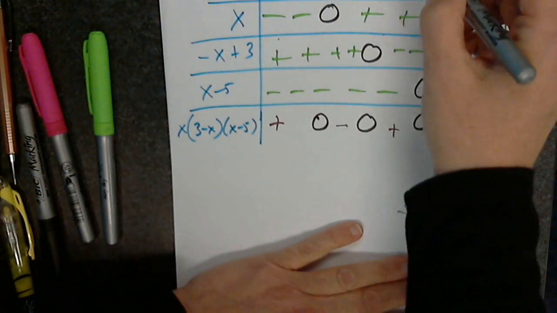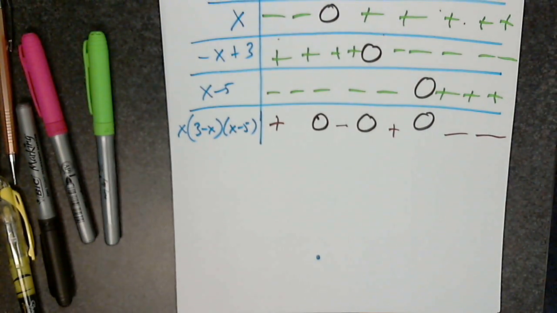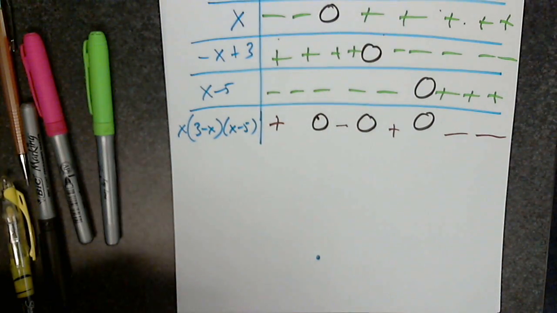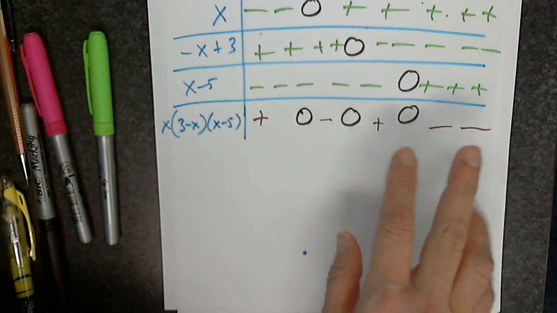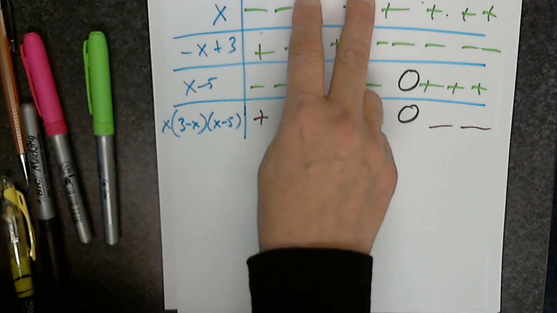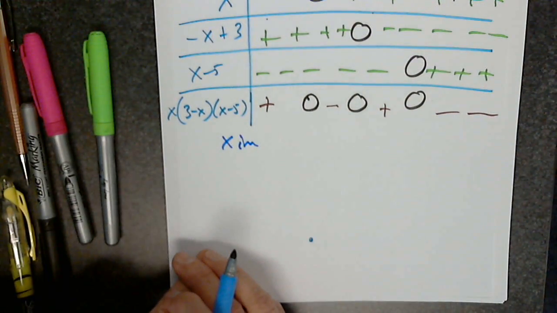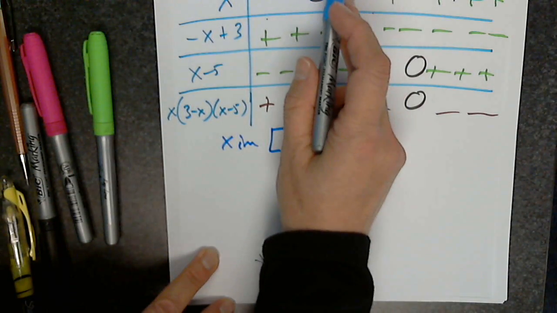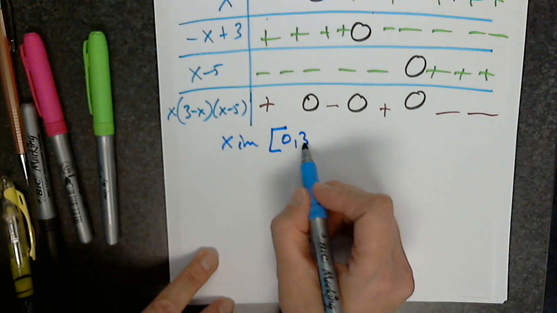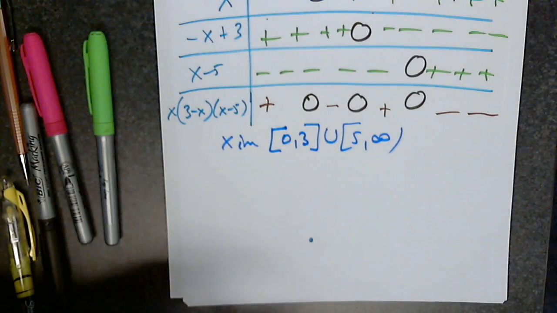Now I'm asking myself, what do I pick? This tells me what to pick. So what am I picking? What sign is less than? Negative. So is this ever negative? So x in, it's less than or equal to, so 3, union, that's it.